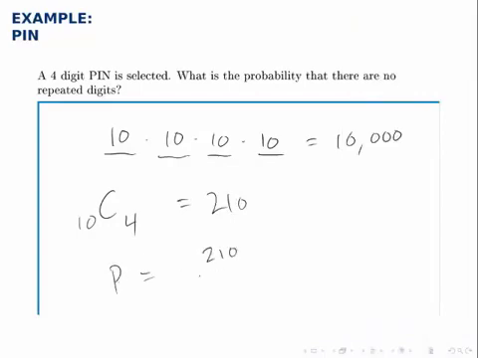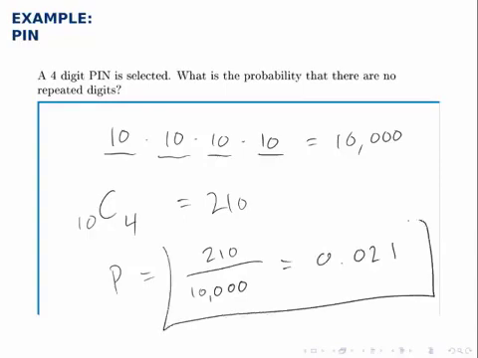is the number of ways that can happen divided by the total number of possibilities for what could happen. 210 divided by 10,000, which as a decimal is 0.021. So about a 2% chance that no digits repeat.